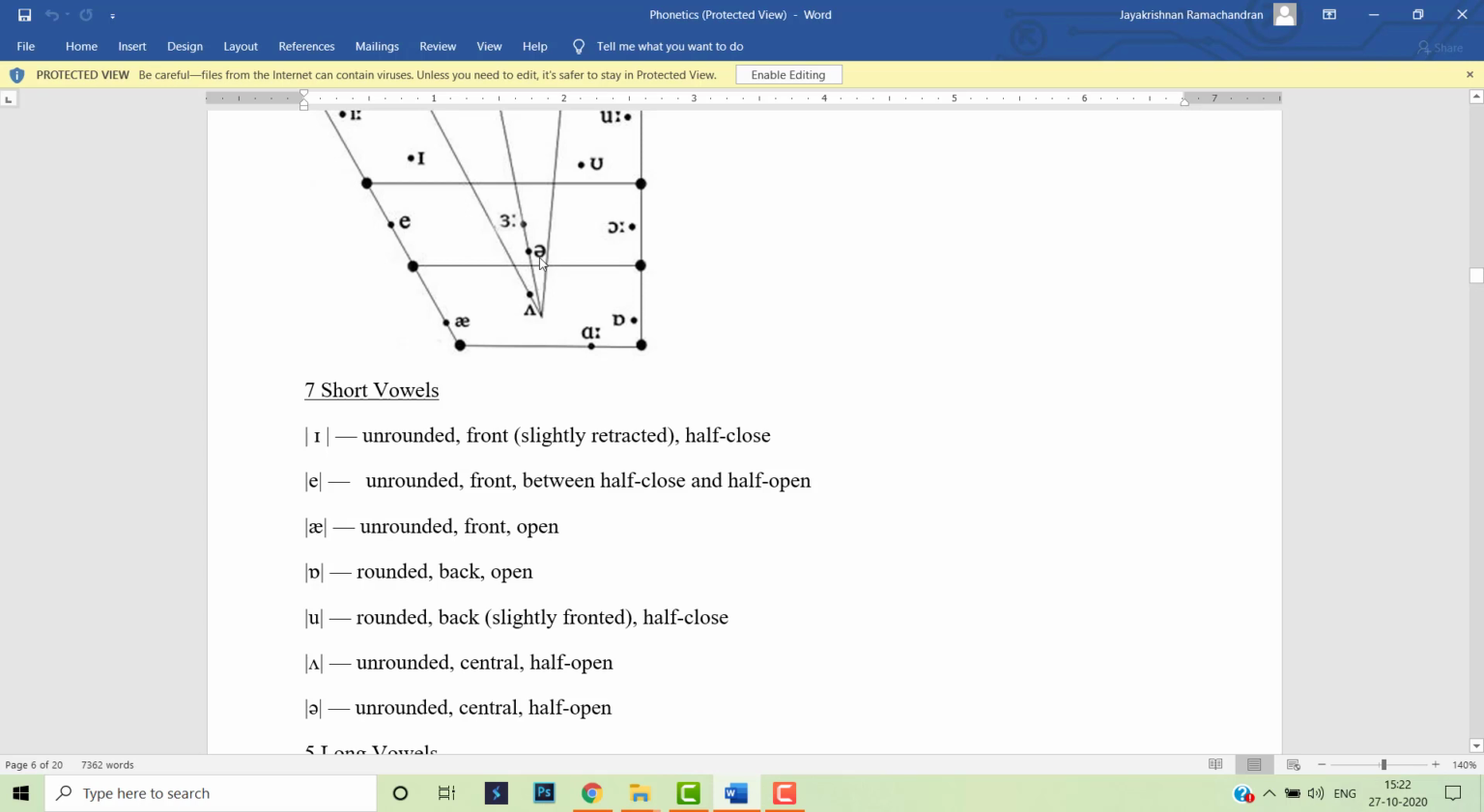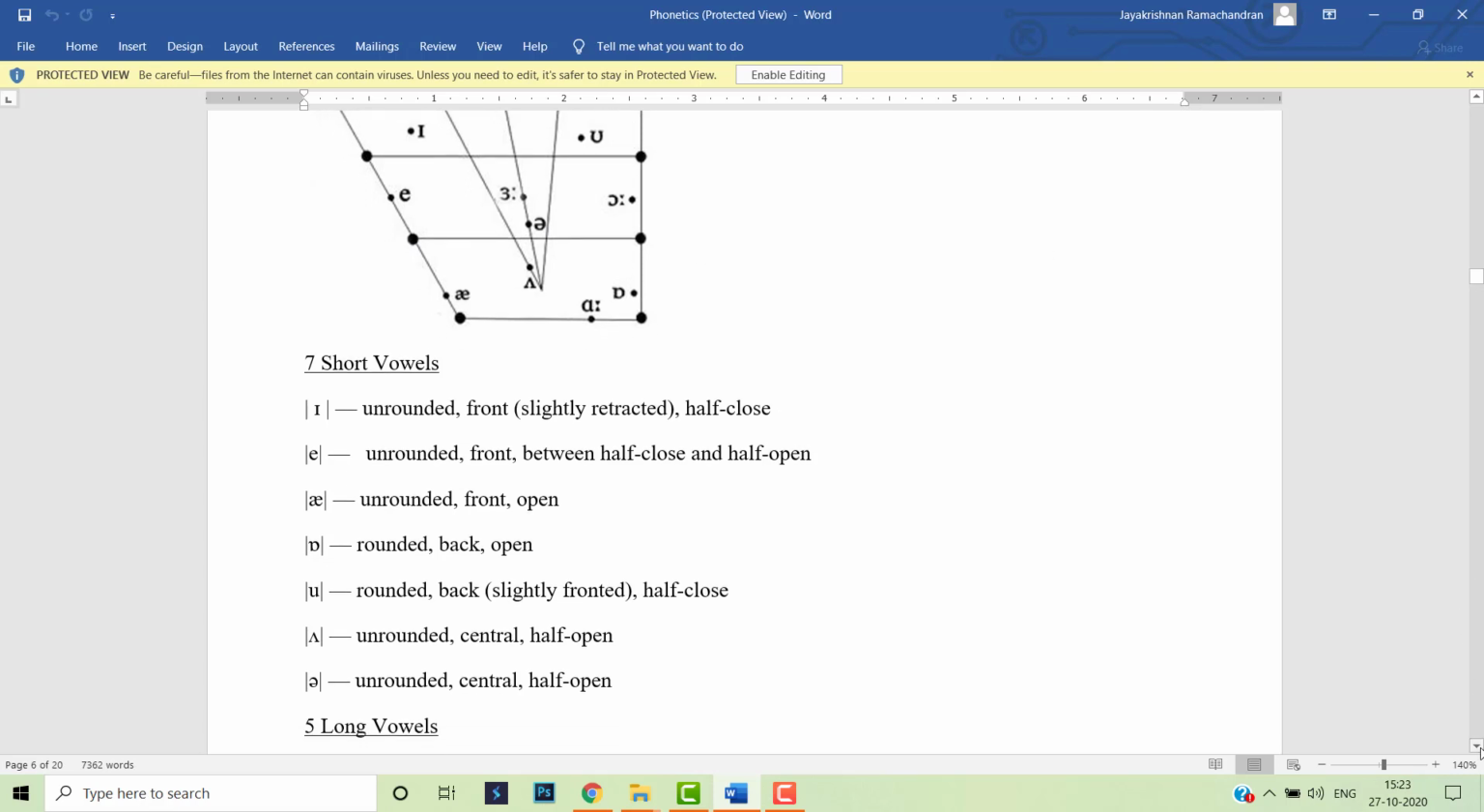Now ഇത് നോക്കെ, like the first sound that comes in the word about or around. Now unrounded ആണ് എന്ന് പറയുമ്പോഴത്തേക്ക് it is obvious it is unrounded. Now it is central because it comes here. It's a central vowel and it is close to the half open position.